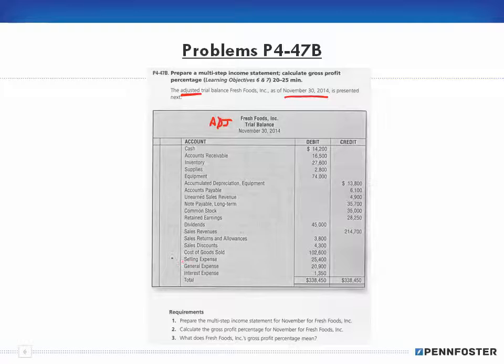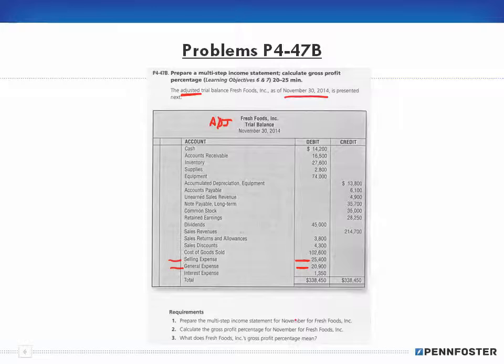Now notice down here, you have selling expenses, general expenses. So this here is a total of the selling expenses, and this is the total of the general expenses. So it's going to ask us to prepare a multi-step statement for November for Fresh Foods.